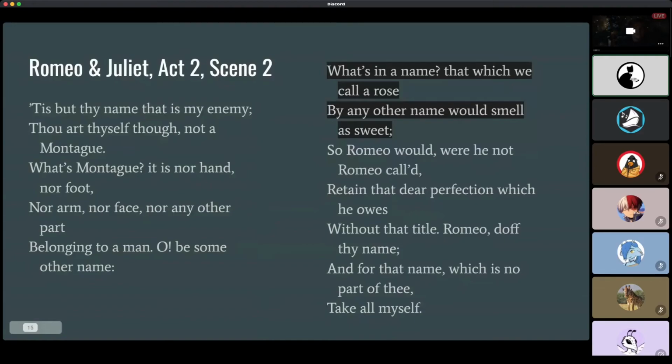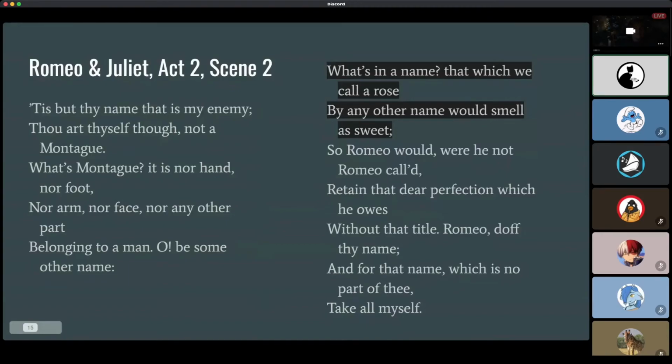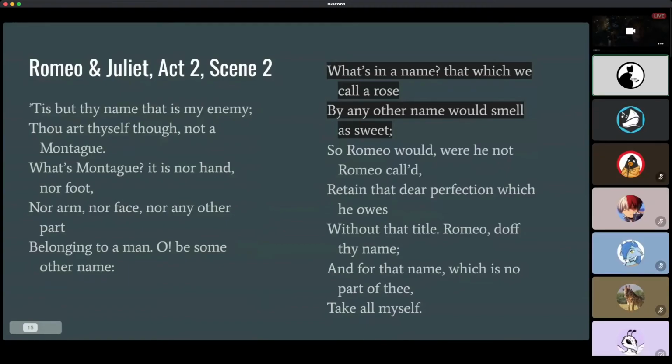So, what is Juliet saying here? What's Montague? Montague doesn't mean anything. It's just your name. What's in a name? That which we call a rose by any other name would smell as sweet. And Romeo would be just as sweet, no matter what his name was. Romeo, doff thy name. To doff is an old word for taking off a hat or something. So doff thy name, get rid of your name. And in return for that name, which is no part of thee, which doesn't mean anything about you, take all myself. So it's like if either you or I could just abandon our family names, we could be together. That's what she's saying.